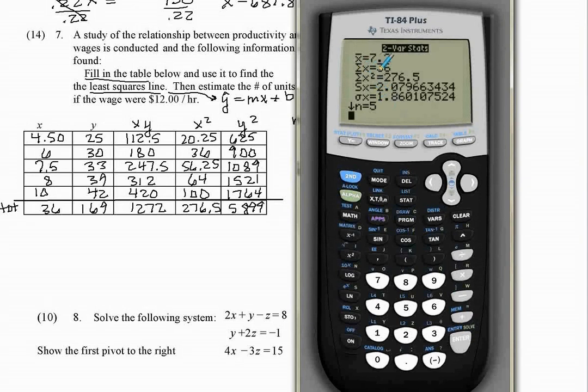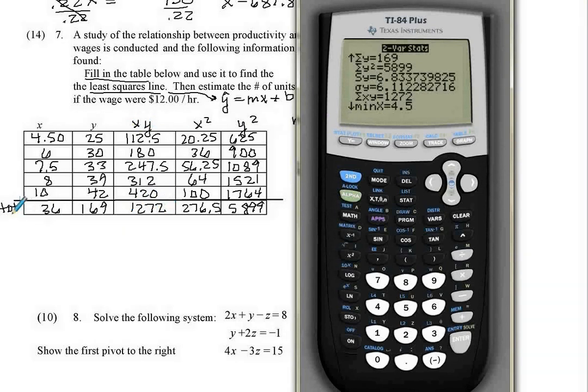So now we see sum of x's here, 36, right there. Sum of the x column. Sum of the x squared, 276.5, right here. Sum of the x squared column. Arrow down. Sum of the y's, 169. So here's our y column. Sum is 169. Sum of the y squares here, 5899. Y squared. Sum is 5899. Arrow down again. Sum of the xy's right here, 1272. XY column sums up to 1272.